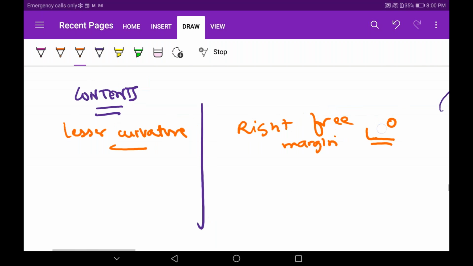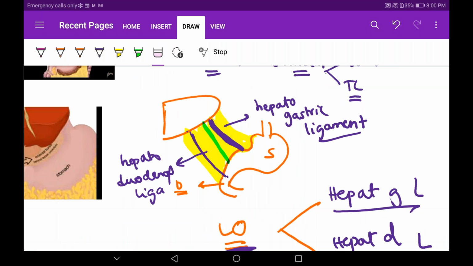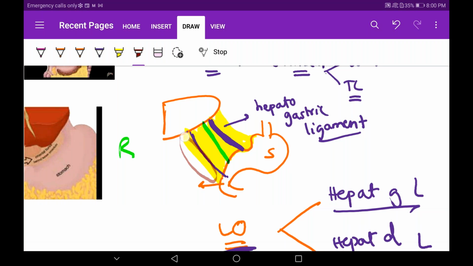Come back to this diagram, do you see this diagram? Let's just remove all this. Okay, what is the right part of this diagram? Tell me. This is the right part of the diagram. Now in the right part of the diagram, do you see this border? You see this border of the omentum? Yes, this border is free.